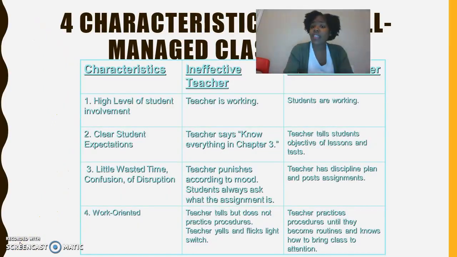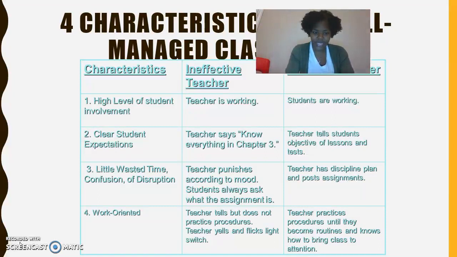We are going to look at the 4 characteristics of a well-managed classroom. Number 1: high level of student involvement. In an ineffective classroom, the teacher is doing all the work. With an effective teacher, the students are doing all the work because they know what they're supposed to be doing and how they're supposed to do it.